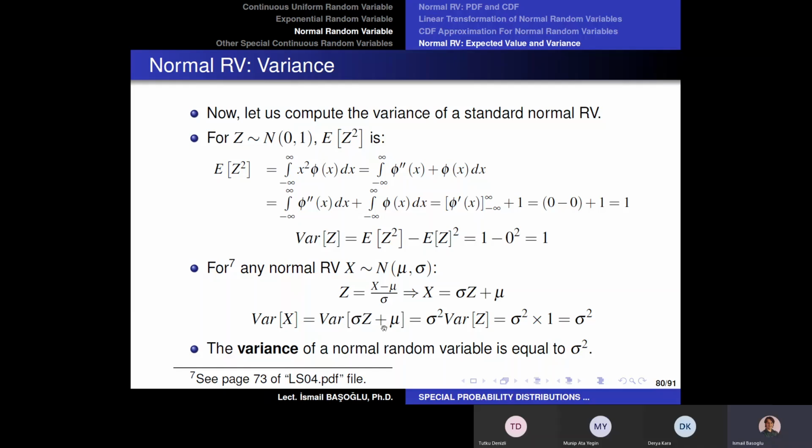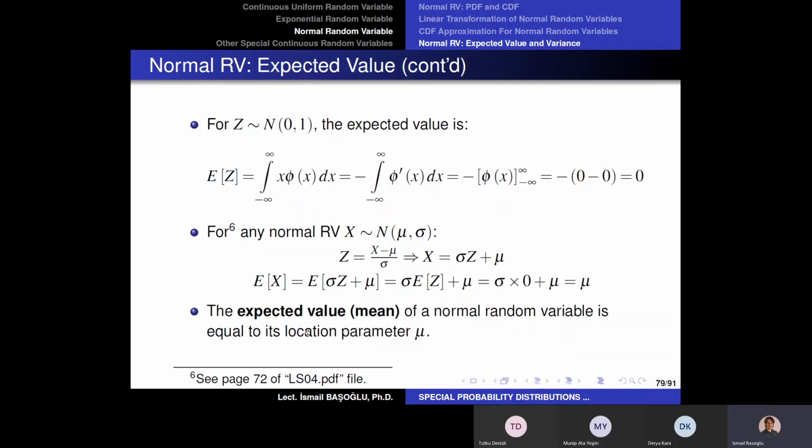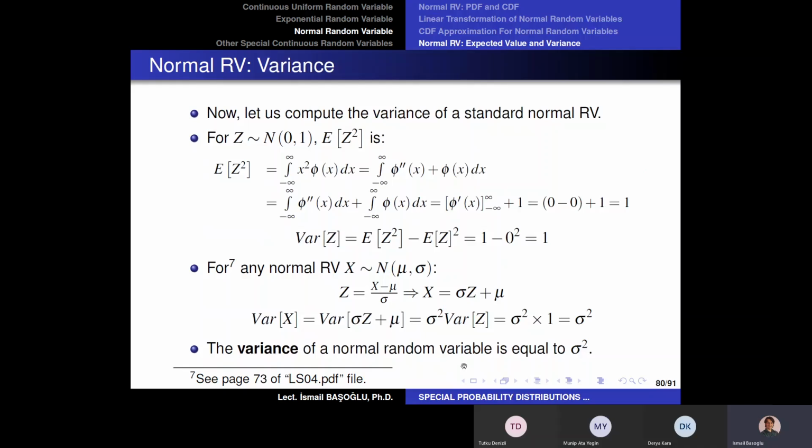the variance of a linear transformation is equal to what? The increment term vanishes. However, the multiplier term sigma gets out of the variance as a squared term. So it will be equal to sigma squared times variance of z, which is equal to sigma squared times 1, which is equal to sigma squared. So here's the thing. The expected value of a normal random variable is equal to its location parameter, and the variance of a normal random variable is equal to the square of the scale parameter sigma, which is sigma squared. Okay? So the expected value is mu, and the variance is equal to sigma squared.